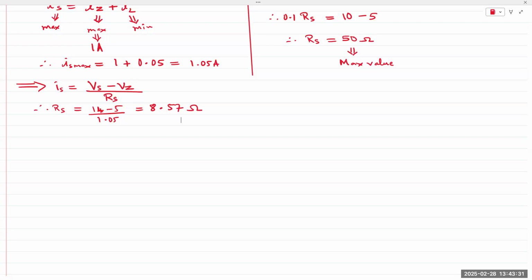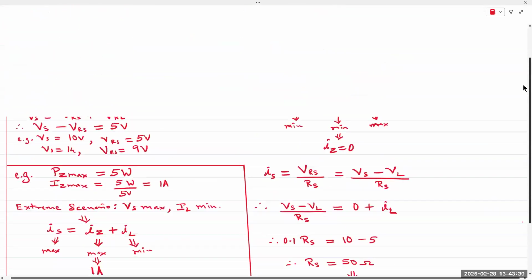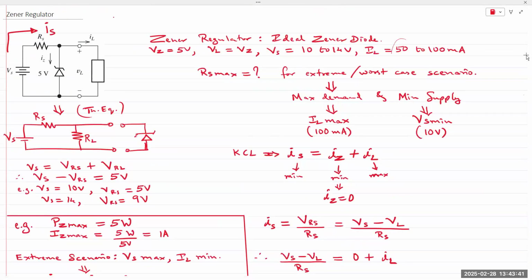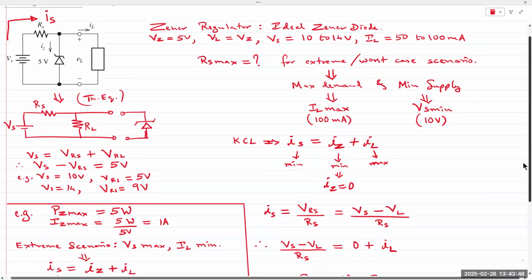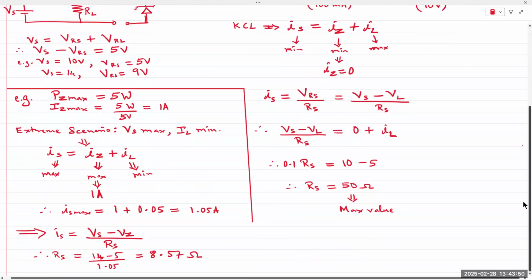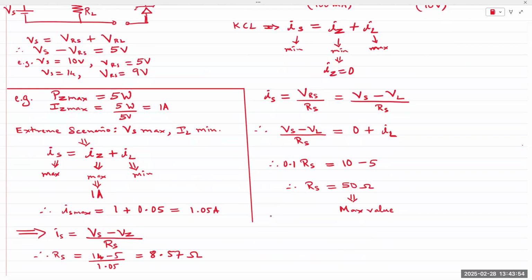Yes. So that was given in the problem, and let's see here. So 50 to 100 milliamps. Yeah, that was a constraint placed on the design.